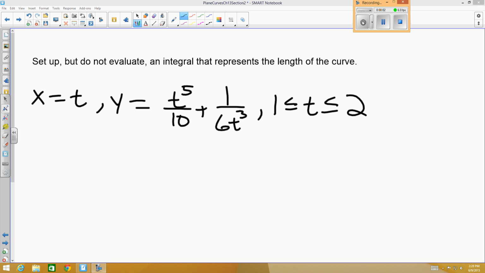Set up but do not evaluate an integral that represents the length of the curve. Here we're given that x is equal to t, y is equal to t to the fifth over 10 plus 1 over 6t cubed, where t runs between 1 and 2.